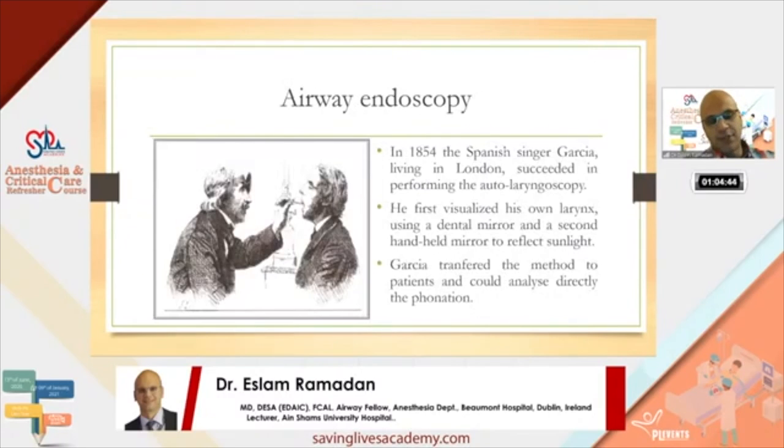We'll go through some specific procedures here. The most common is airway endoscopy. In 1854, the Spanish singer Garcia succeeded in performing the first laryngoscopy. He first visualized his own larynx using a dental mirror, and in the other hand another mirror to reflect the sunlight. And then he applied this on patients to analyze their phonation.